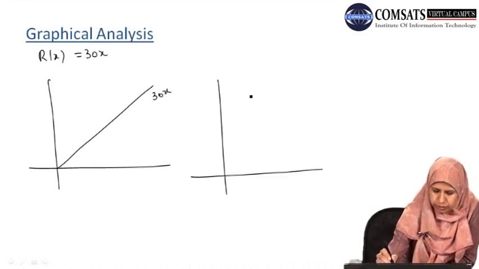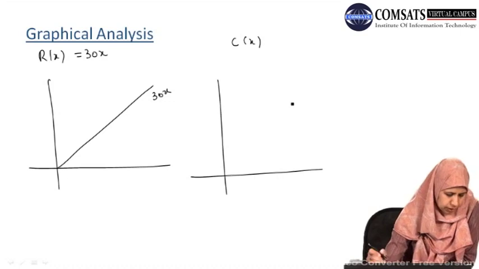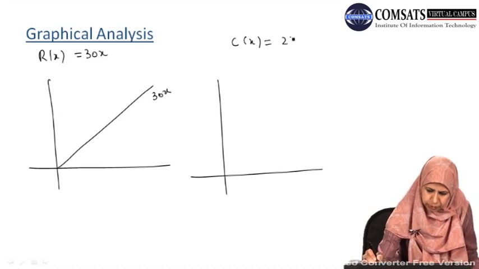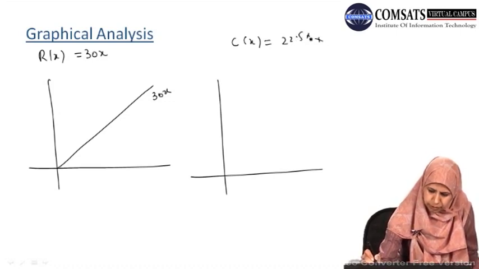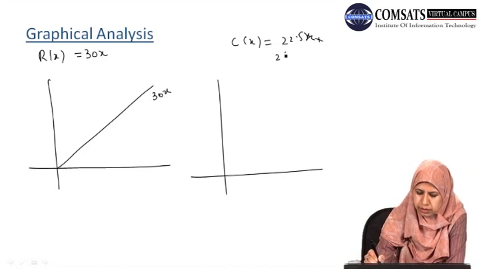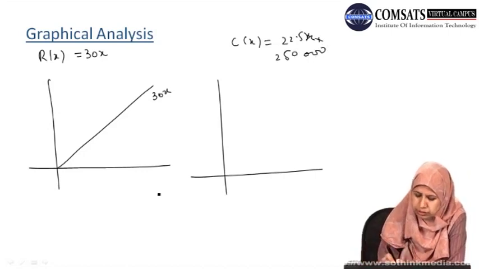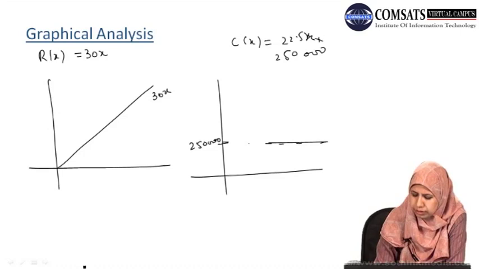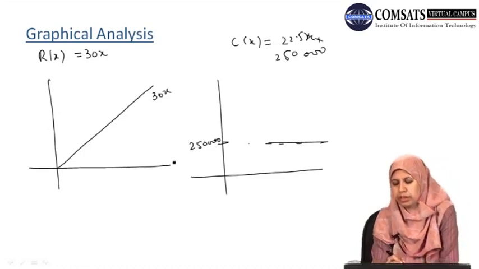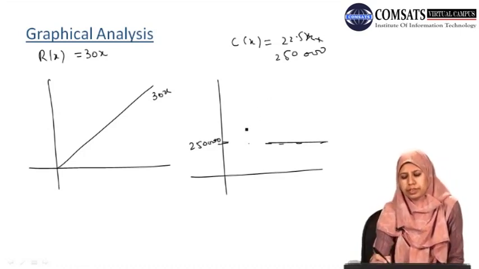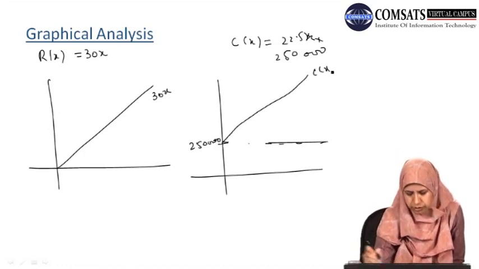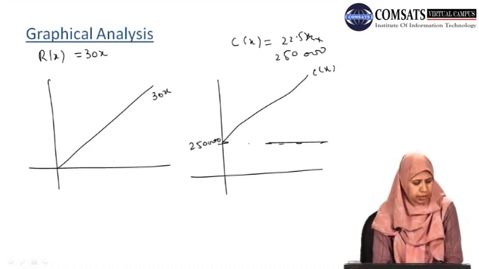Okay, now our cost function C of x, which is equal to 22.5x plus 250,000. Let's say this is equal to 250,000. Then in case of no units, x equals 0, our graph starts from here. So this is our cost function C of x.